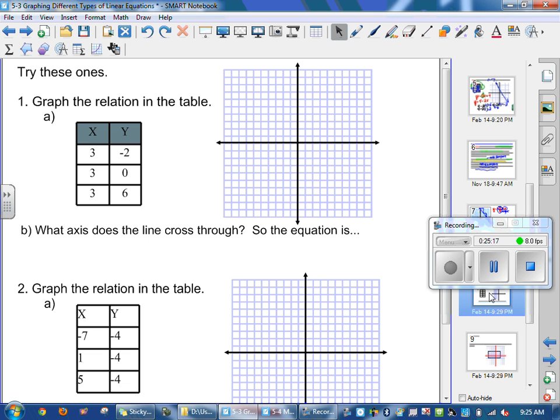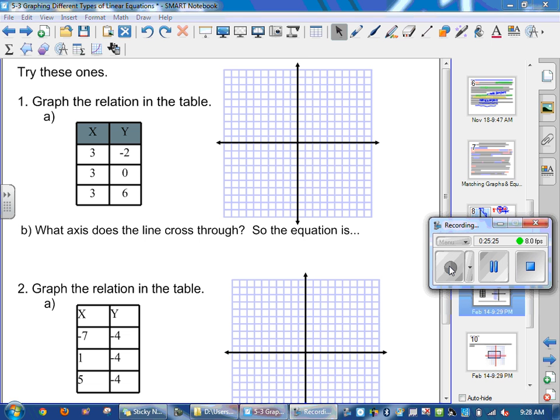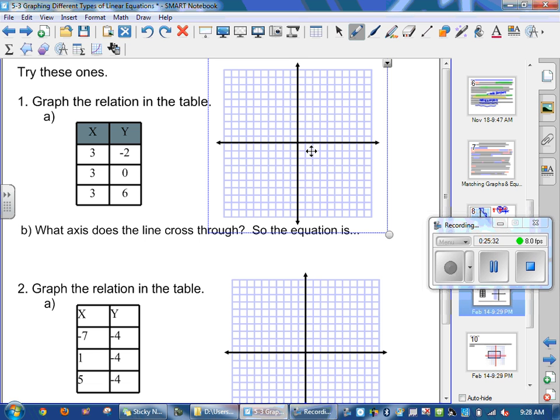Okay. Write 3 down 2. Write 3 didn't go up or down, and then write 3 up 6. Okay, now we're going to join those dots. What kind of line did it create? A vertical line. Good, so we got a vertical line.